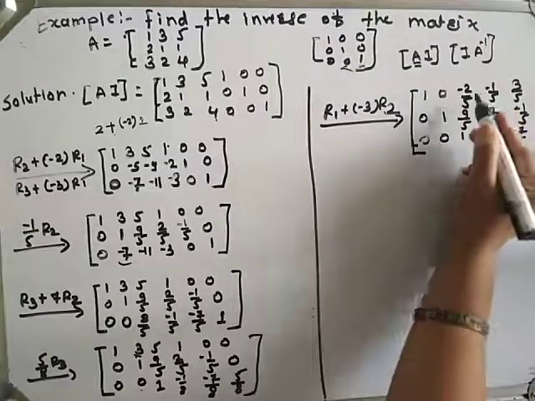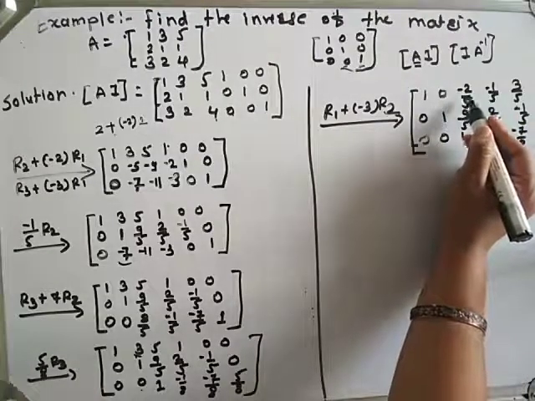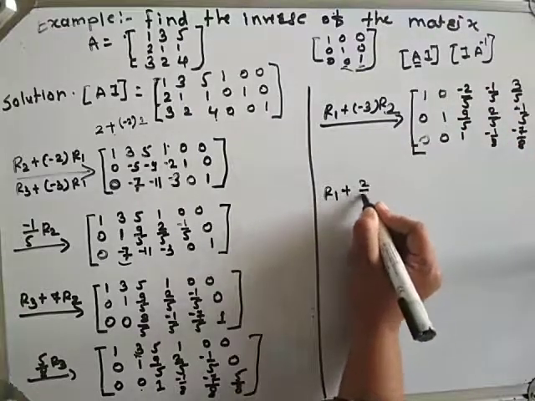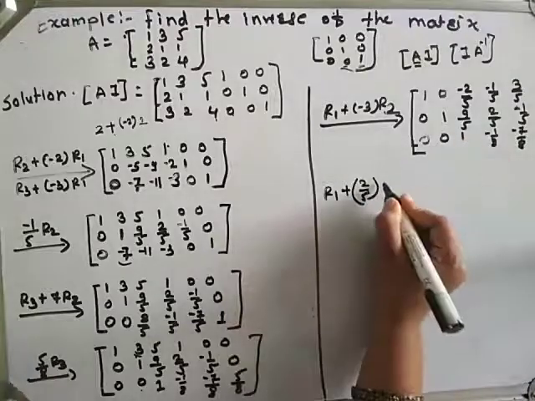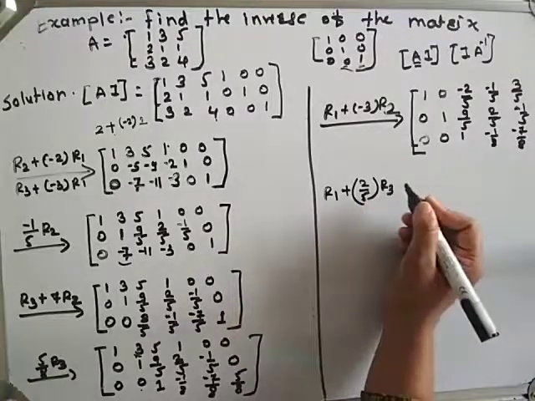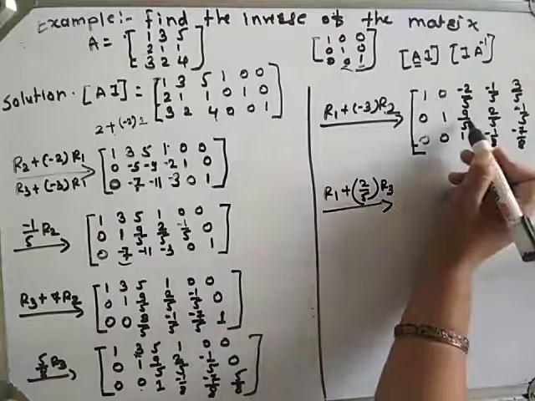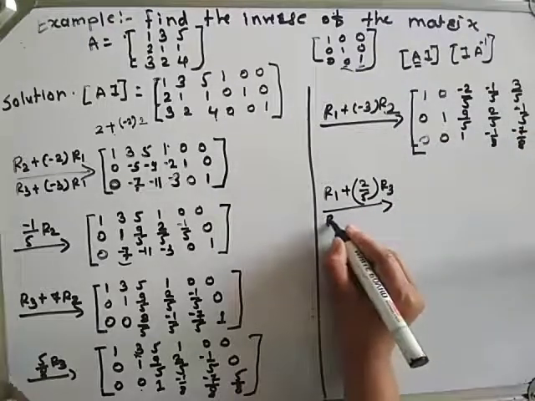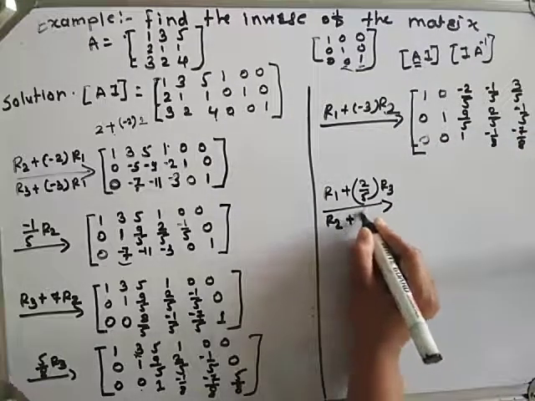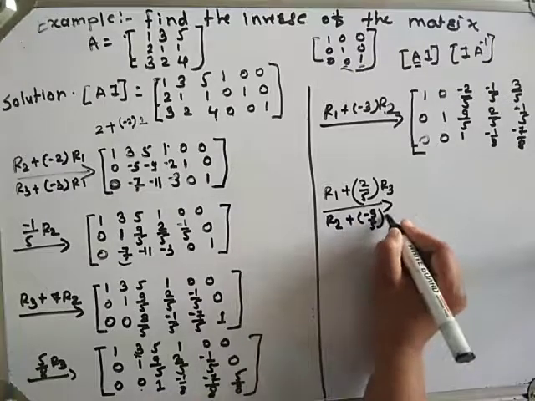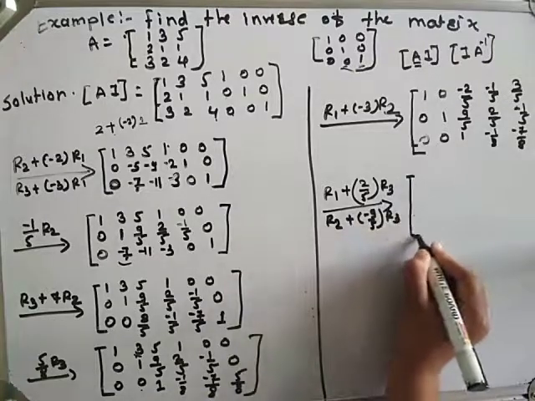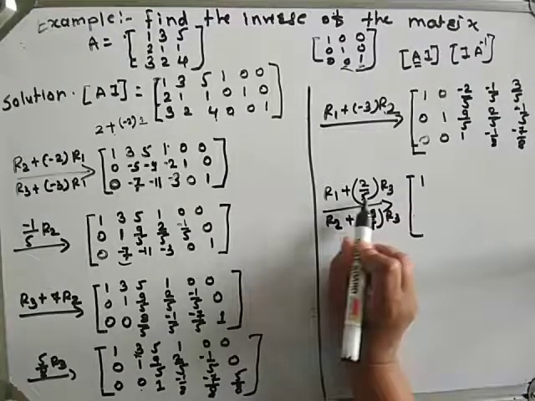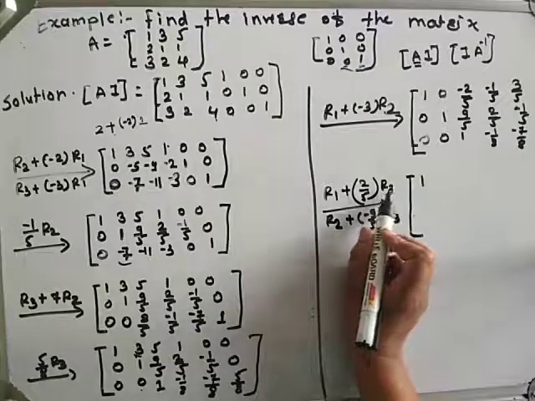See here, now we require 0. Therefore we perform the row operation R1 plus 2 upon 5 into R3. And here also we require 0. Therefore we perform the row operation R2 plus minus 9 by 5 into R3. See here, what is the row operation? R1 plus 2 upon 5 into R3.